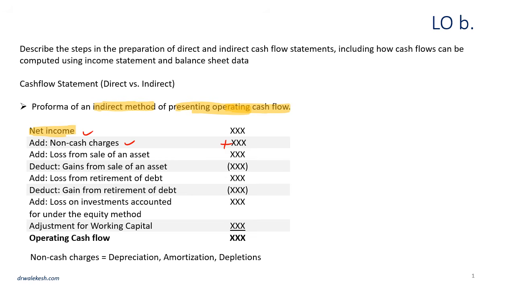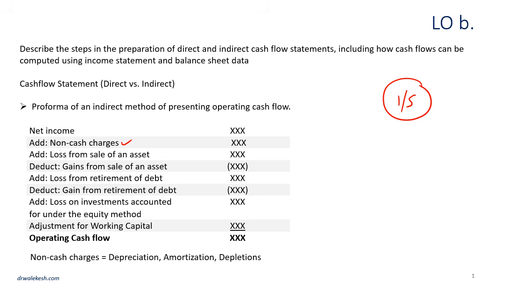Before moving on, examples of non-cash charges include depreciation. We depreciate tangible assets. Amortization: we amortize intangible assets. And depletion applies to natural resources. So back to my question, why do we add non-cash charges?